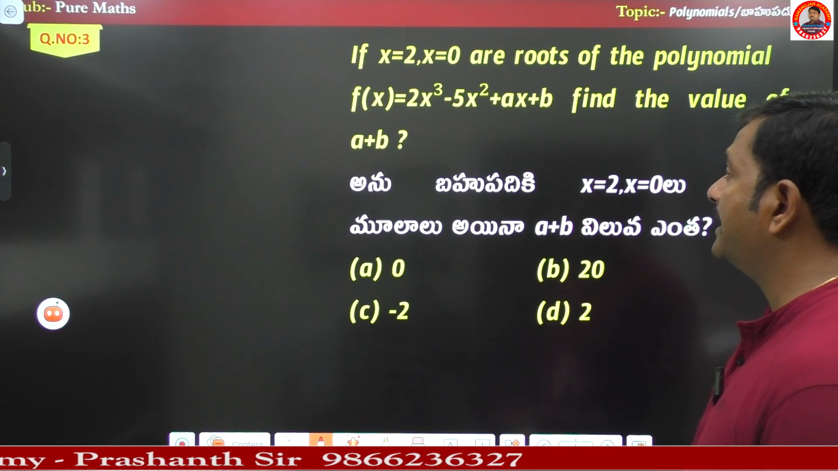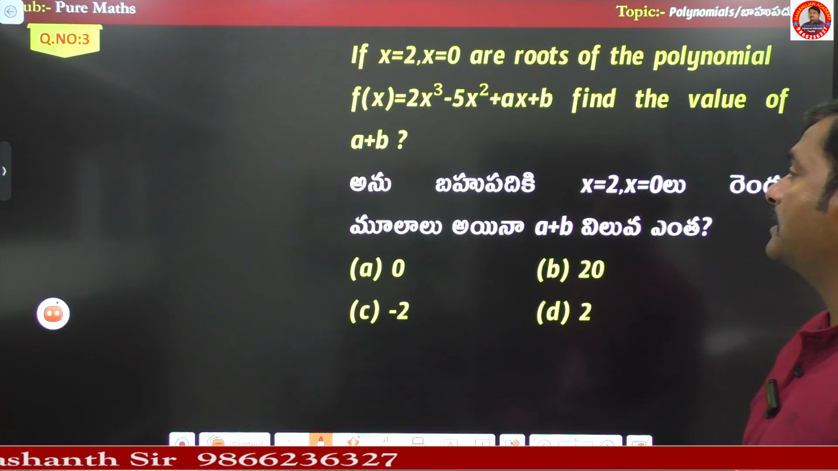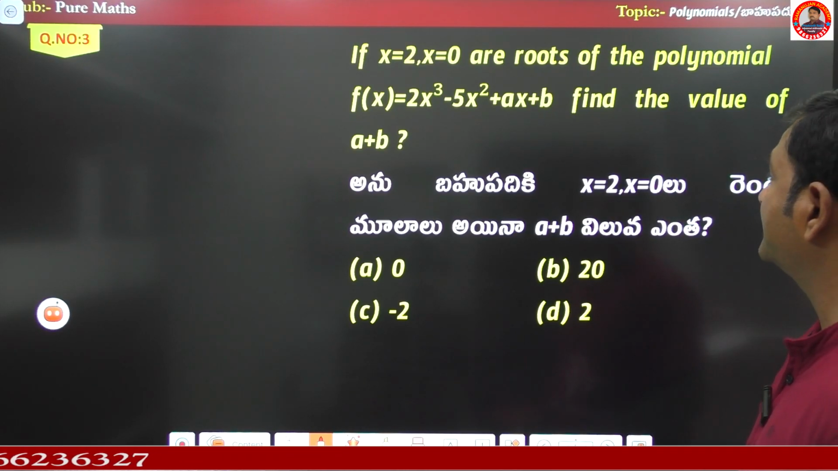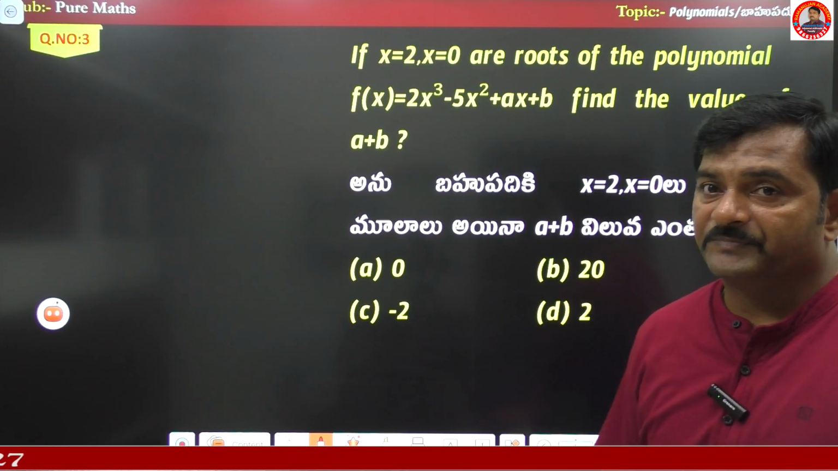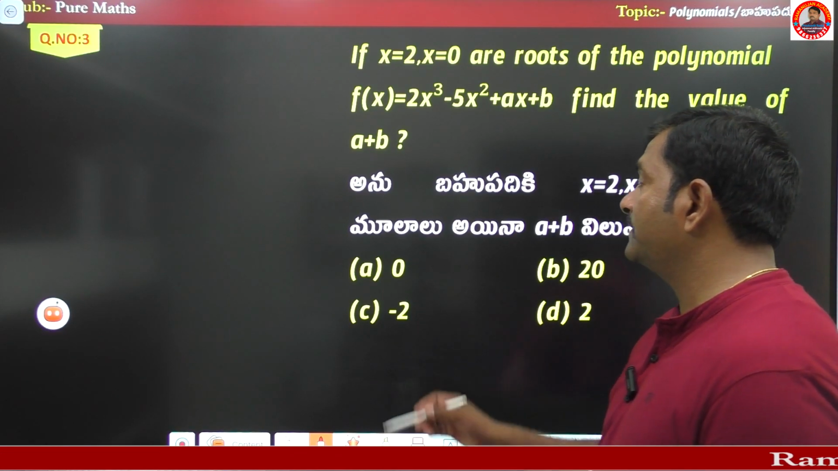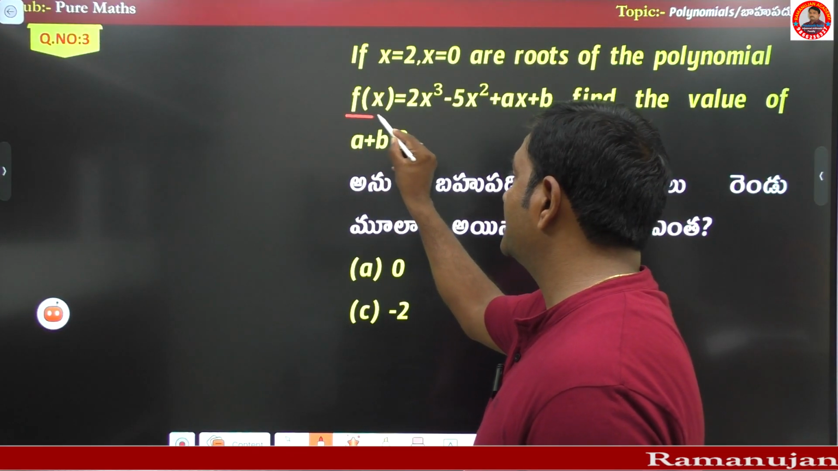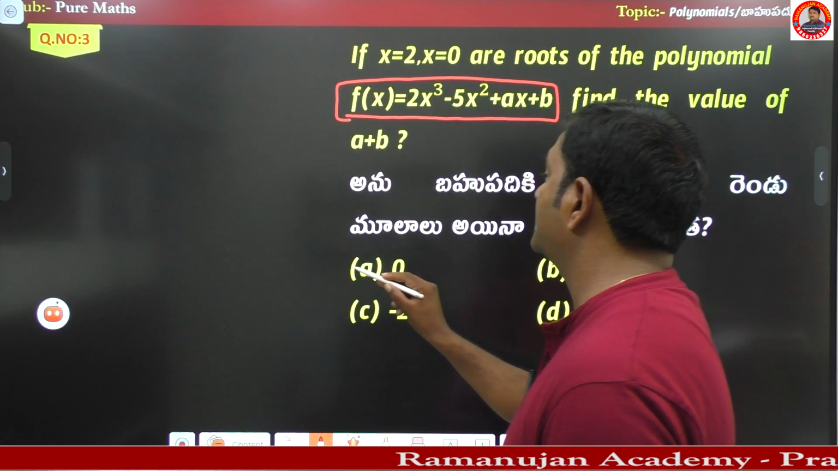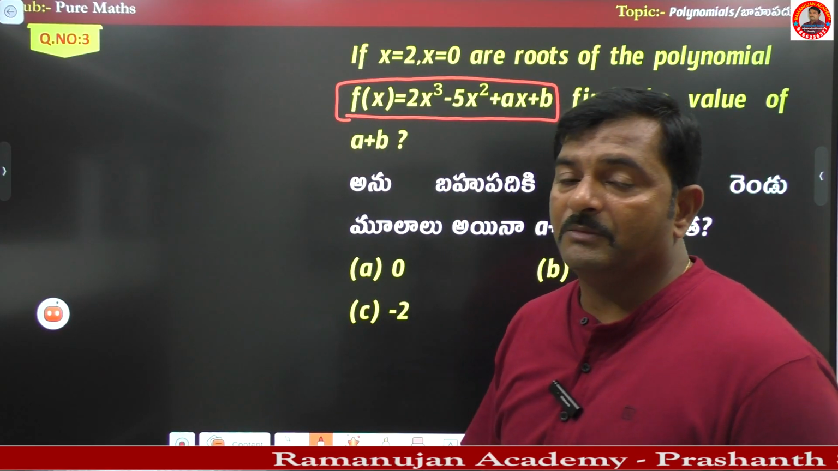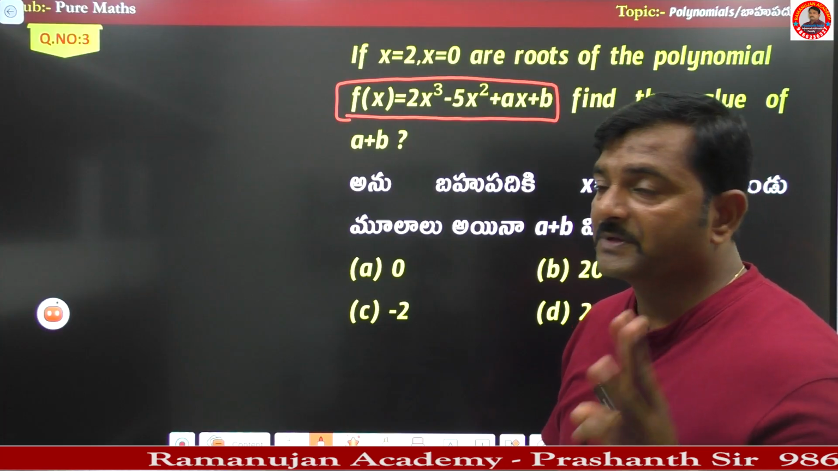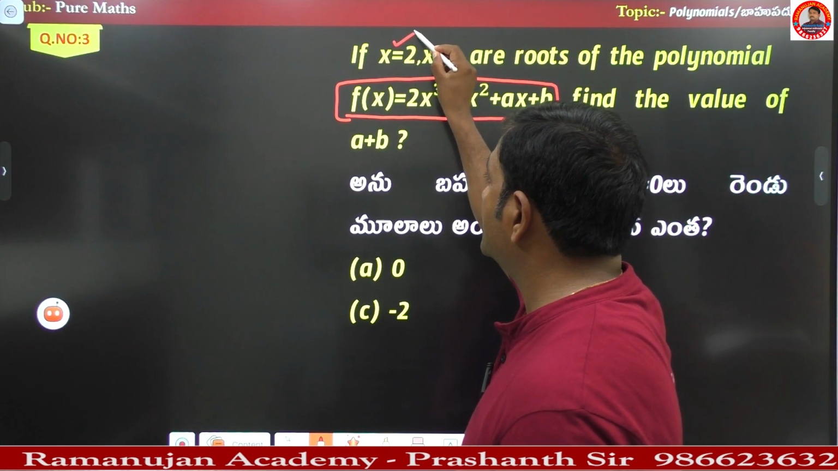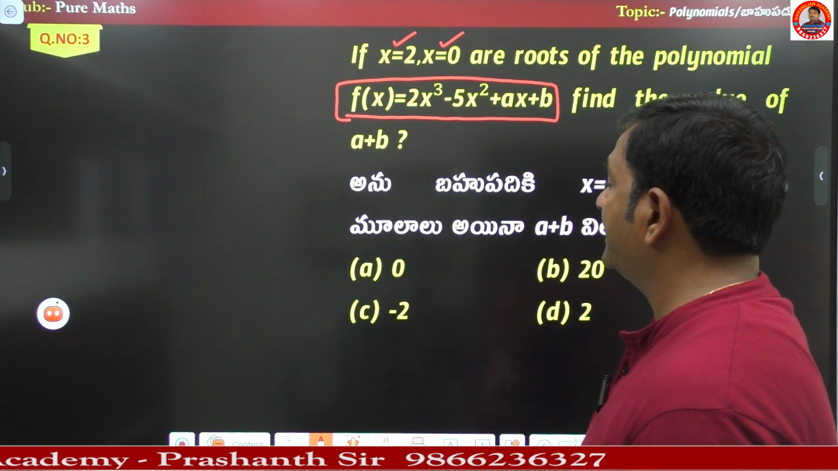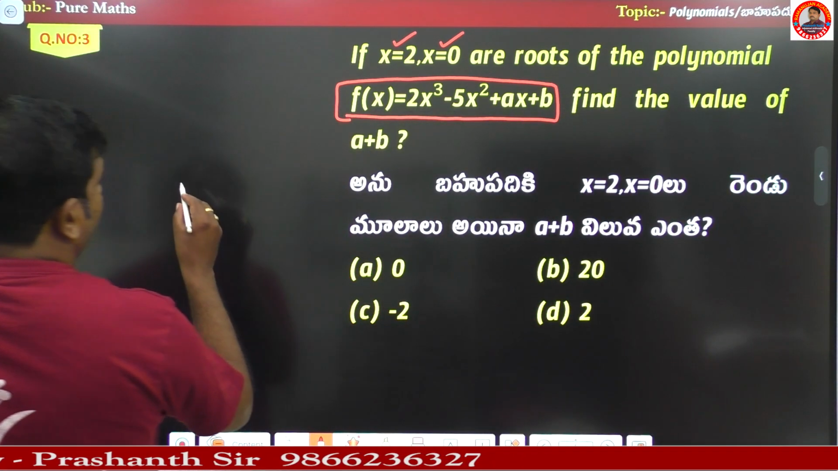Again, x equal to 2 and x equal to 0 are the roots of the polynomial f of x equal to 2x cube minus 5x square plus ax plus b. Find the value of a plus b. We are asked to find the a plus b value. First you try to understand, is it a cubic polynomial or a quadratic polynomial? It is obviously a cubic polynomial. Since it is cubic, how many roots should you get? 3 roots. One root is x equal to 2. The other root is x equal to 0.